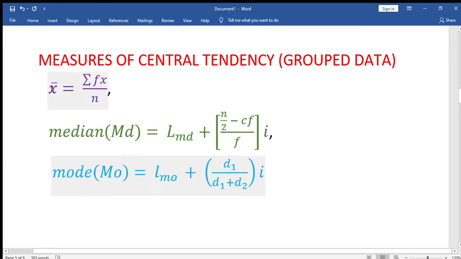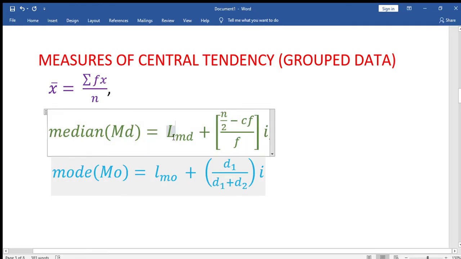This is the mean. To find the mean, the formula is the summation of fx all over n. The summation of fx means we multiply the frequency and the midpoint of the different class limits. And n is our total number of scores or cases given in the data distribution. Then for the median, we have this formula, in the color green.